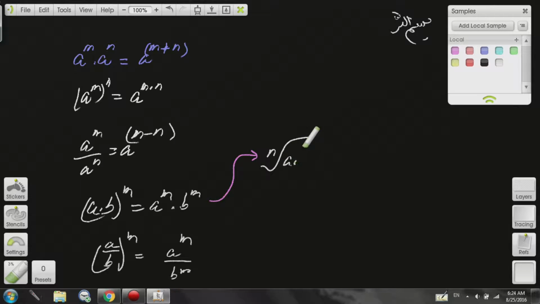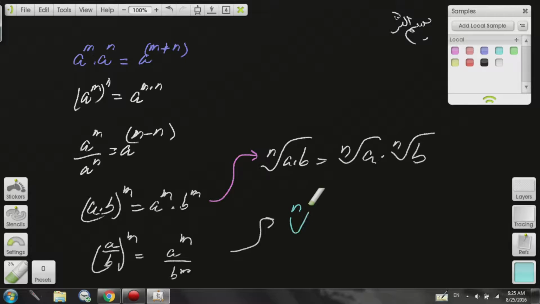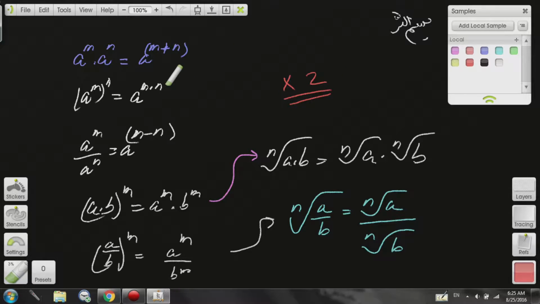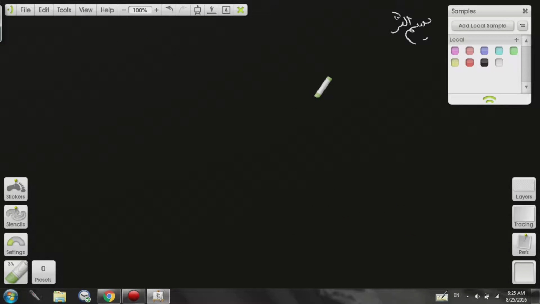The nth root of a times b is the nth root of a times the nth root of b. And from this, you get that the nth root of a over b is the same thing as the nth root of a over the nth root of b. So these rules are very important. You should be familiar with these rules. Just write these out two times or something like that, so at least you're comfortable writing these rules, because it's important to be familiar with writing them. Now I'm going to do some examples.